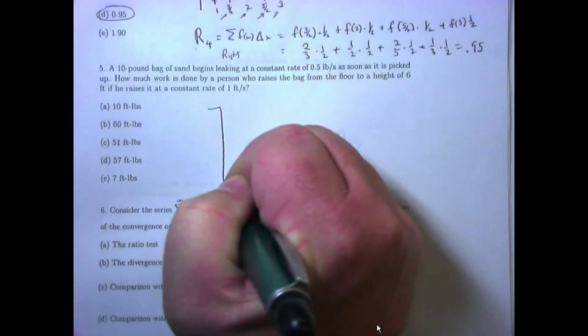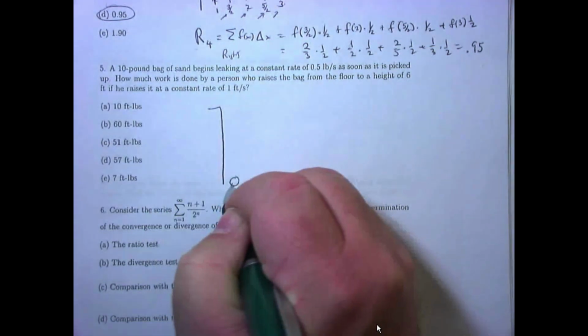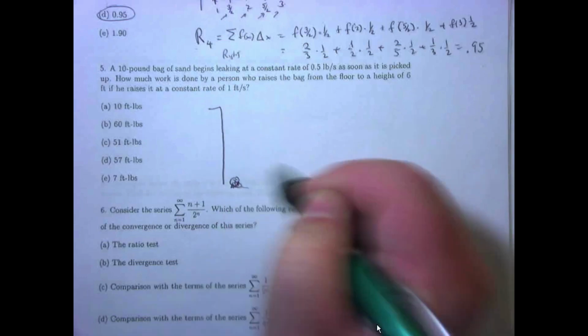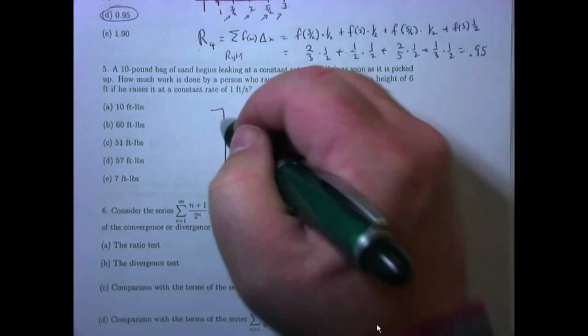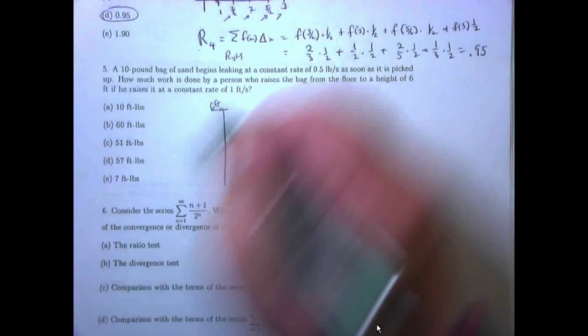All right, number 5. A 10-pound bag of sand is being leaked out at a constant rate of 0.5 pounds per second as soon as it is picked up. How much work is done by a person who raises the bag from the floor to a height of 6 feet? Okay? All right. Draw it out. I got a bag here, right? Got a hole in it. Stuff leaking out of it. And then I'm going to raise it up here to 6 feet.